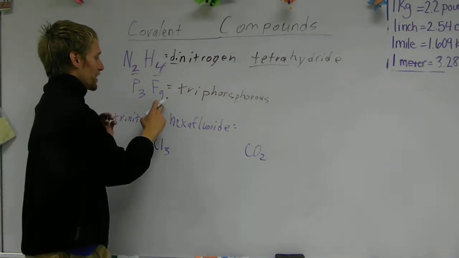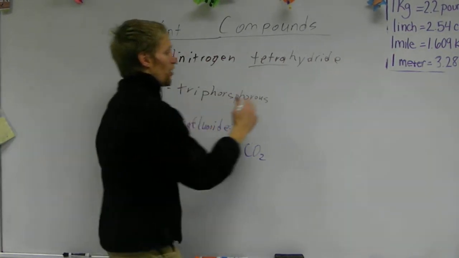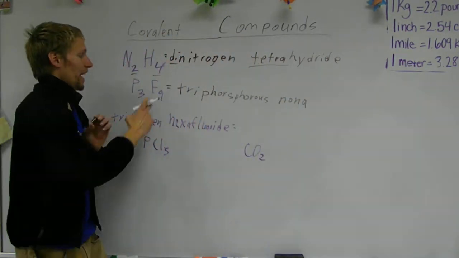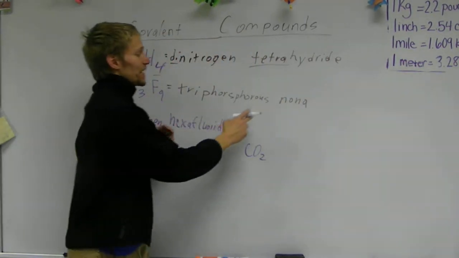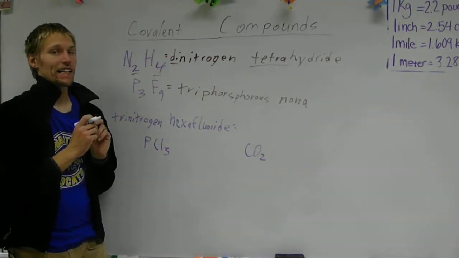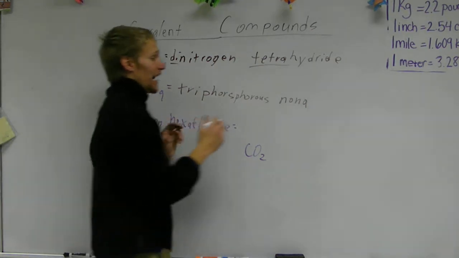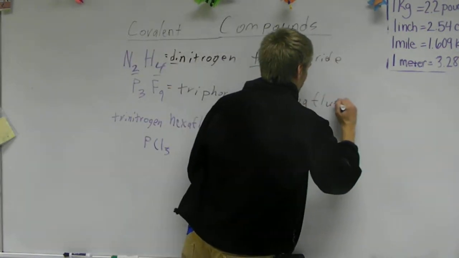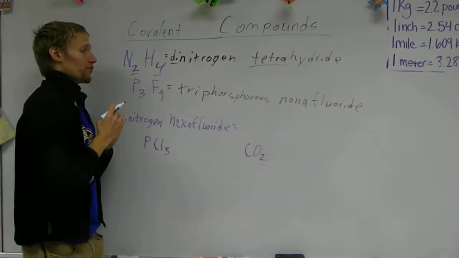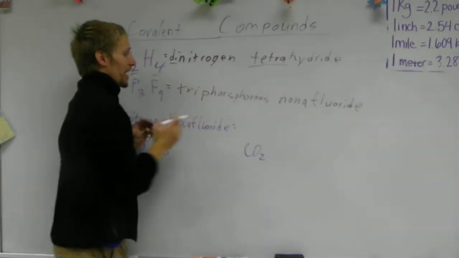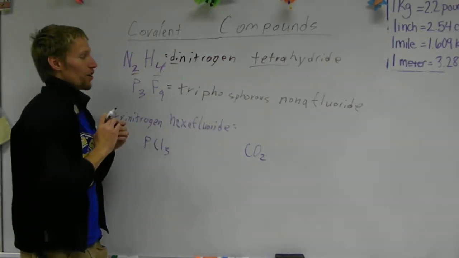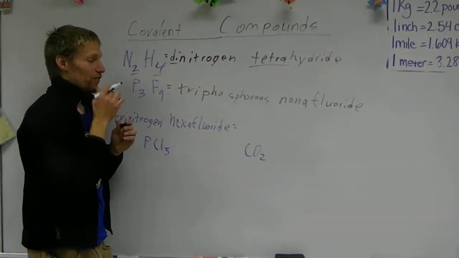For F9, we need the prefix for 9 first. Hopefully you know it's nona. So nona for 9. And then again you change the ending to IDE, just like we did up here. So we change that ending to IDE, and we end up with nonafluoride. So triphosphorus nonafluoride. I misspelled phosphorus, but we can live with that.